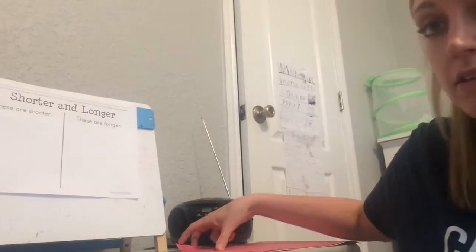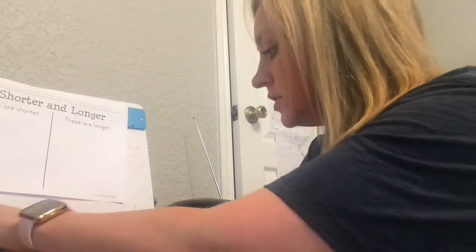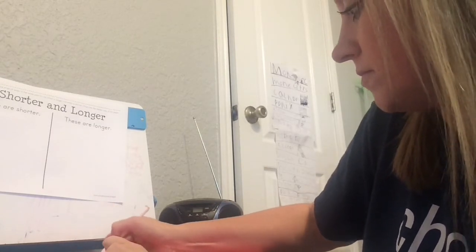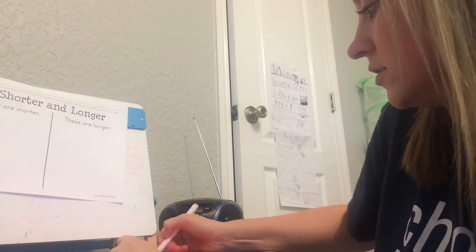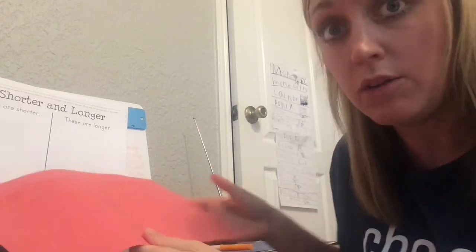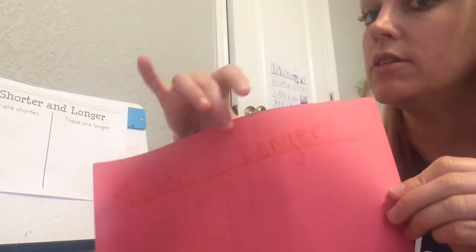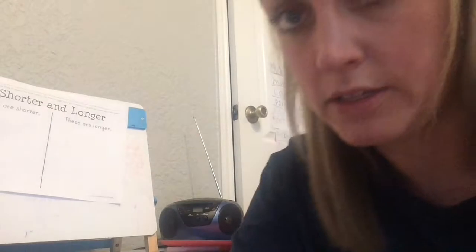So if you don't have a printer, that's okay. You can just take a piece of paper, whatever color you have, and you can just draw your own T-chart, okay? Just like this. Literally, a T-chart just means a T, okay? And then on one side, you can write shorter, and on the other side, you can write longer, okay? And if they're equal, you could even make another part of the chart for that, okay? Or you can put them on the back. You could sort those two if you wanted to, okay? But today we're just focusing on shorter and longer, okay? So you can either use your own piece of paper or the piece of paper that I sent you, okay?